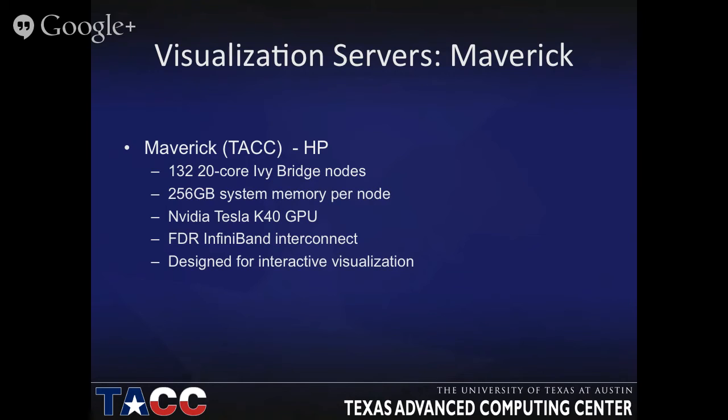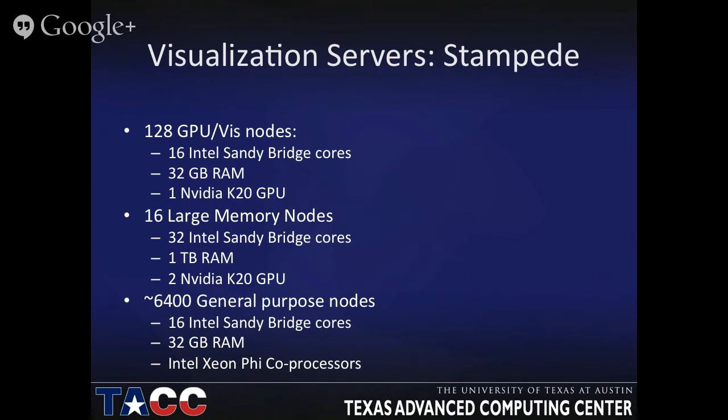Each one of the nodes has 1/4 terabyte of memory. It has a high-powered NVIDIA GPU and a very, very high-speed interconnect, and it is designed really to provide interactive visualization of absurdly large data sets. But the big machine you see across the hall is Stampede. Stampede is, I guess, also about 2 years old. It's been as high as the 5th largest open science computer in the world.